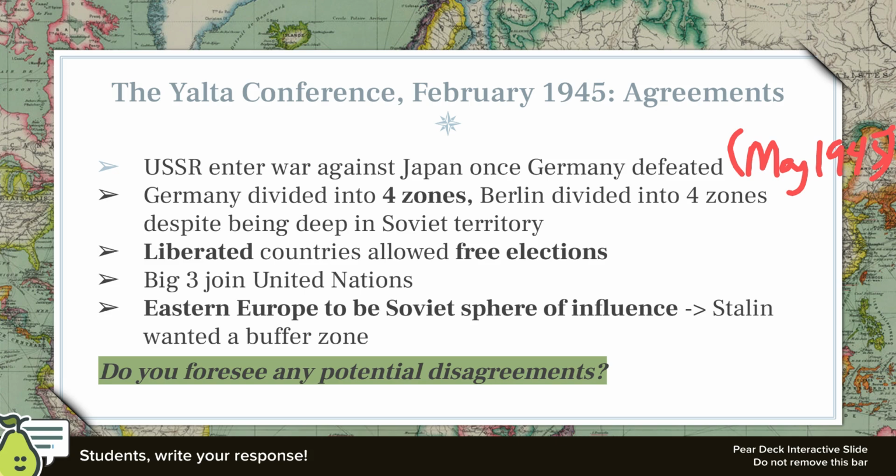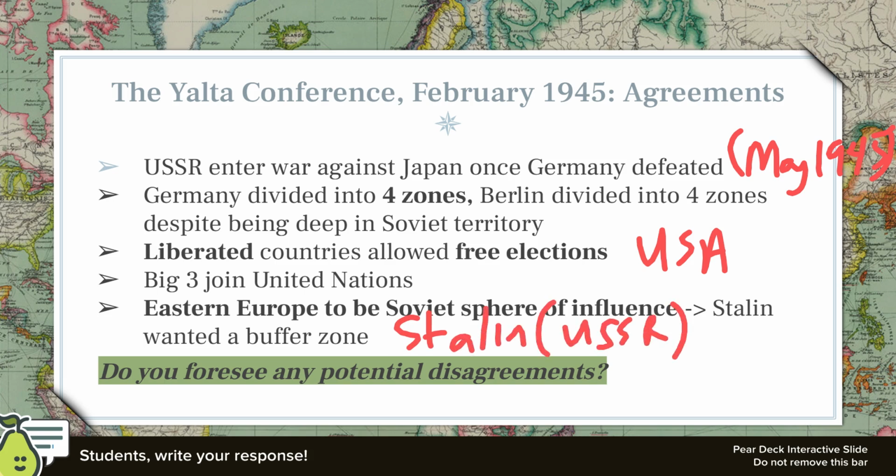Germany to be divided into 4 zones, no one had problems with that. Berlin to be divided into 4 zones despite being in Soviet territory, this would be a problem later on. Liberated countries were to be allowed free elections, something America wanted. All right, Big Three to join the United Nations, it was something America wanted as well. Eastern Europe to be a Soviet sphere of influence, Stalin wanted a buffer zone. This was what Stalin wanted. Right, Stalin, sorry, I should put here USSR.